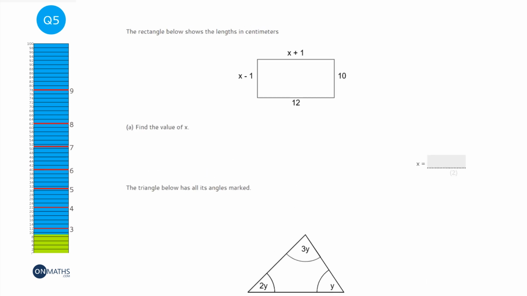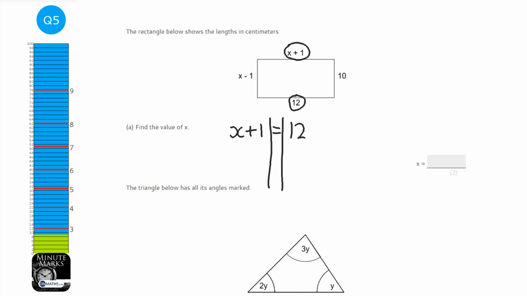Question A seems like a really complicated question, but it really isn't. If you think about what you know about a rectangle, you know that opposite sides of a rectangle are equal. So if you just write down x plus 1 is the same as 12, and then solve it. So what we're going to do is take away 1 from both sides. Then x equals 11. So we know that x is 11.